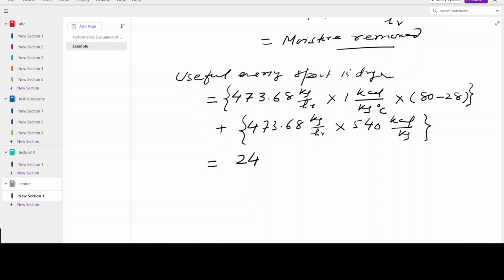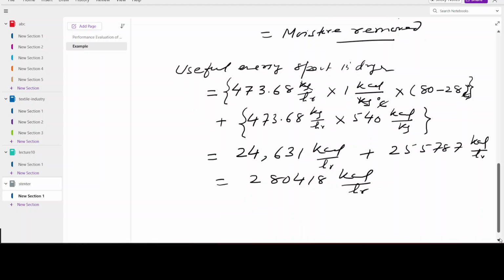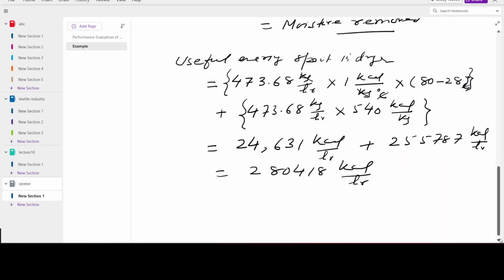We will do the calculation. It is 24,631 kilocalorie per hour, because this is in kg and this is in degree centigrade, so they cancel out and we are left with kilocalorie per hour, plus 255,787 kilocalorie per hour, and the total sum will be 280,418 kilocalorie per hour. This is the useful energy spent in the dryer.